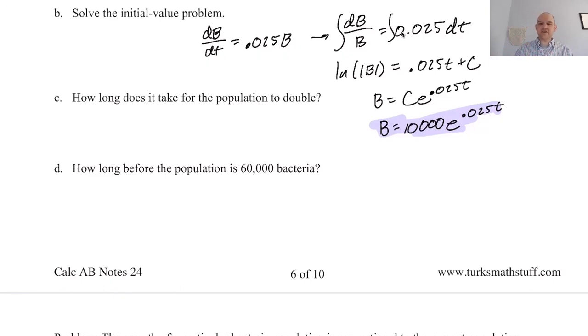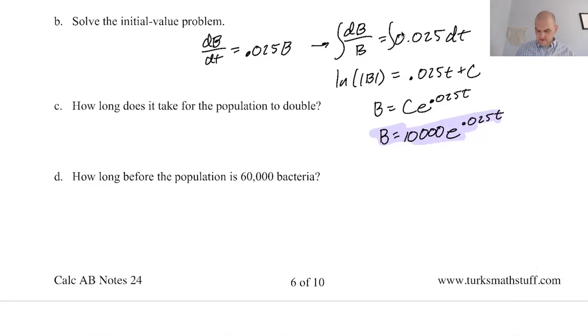And it will actually take the same amount of time to go from 10 to 20 as it does to go from 20 to 40 and 40 to 80. The doubling time is always the same, and you will see why as we do this. So I'm going to say that if you have 10,000 to begin with, then you'll have 20,000 when it doubles.